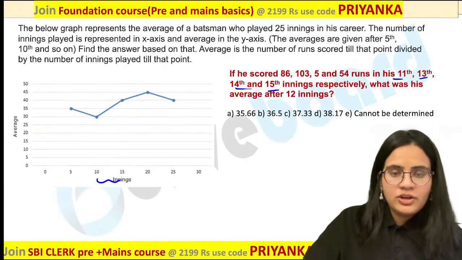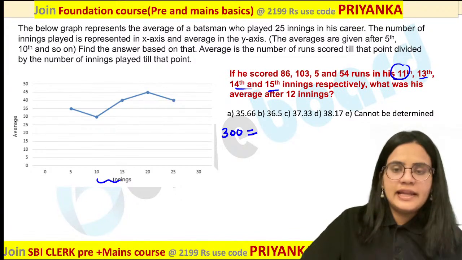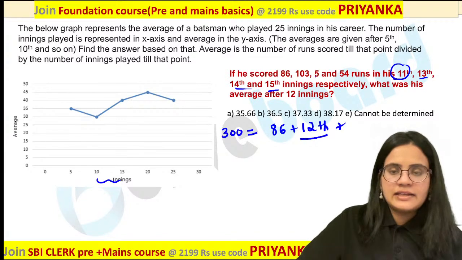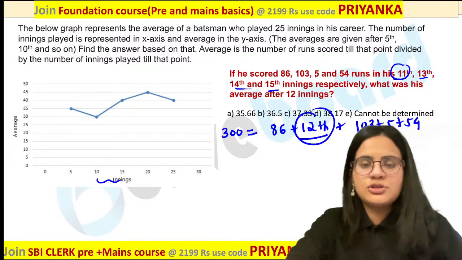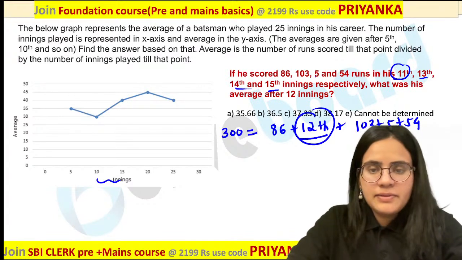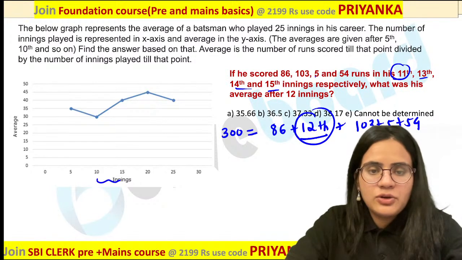Are you getting it? Now if total 300 runs are scored, so I have to write down 11th, that is nothing but 86. 12th is what I have to calculate. 13th value they have given, that is 103. 14th is 54 over here. So you have to calculate only this 12th value. I hope everybody is getting my point over here. You have to calculate what would be the value over here. Yes, you are perfectly correct in this case.